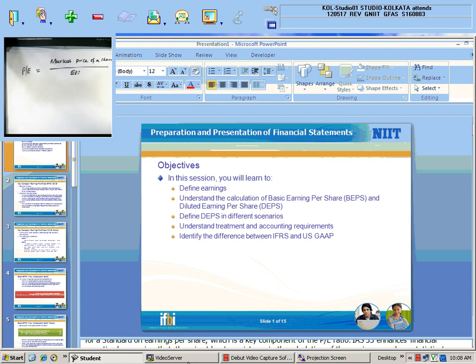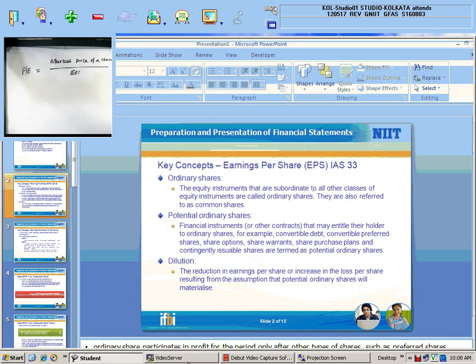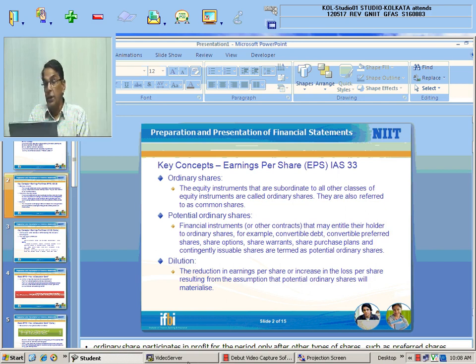So we have to understand a few concepts here. As per IAS 33, there are certain concepts which you have to become familiar with. One is the ordinary shares. Ordinary shares are equity instruments which are subordinate to all other classes of equity instruments. They are called ordinary shares. They are also referred to as common shares. So ordinary shares are basically equity shares which are subordinate to all other classes of equity instruments. They are also referred to as common shares.